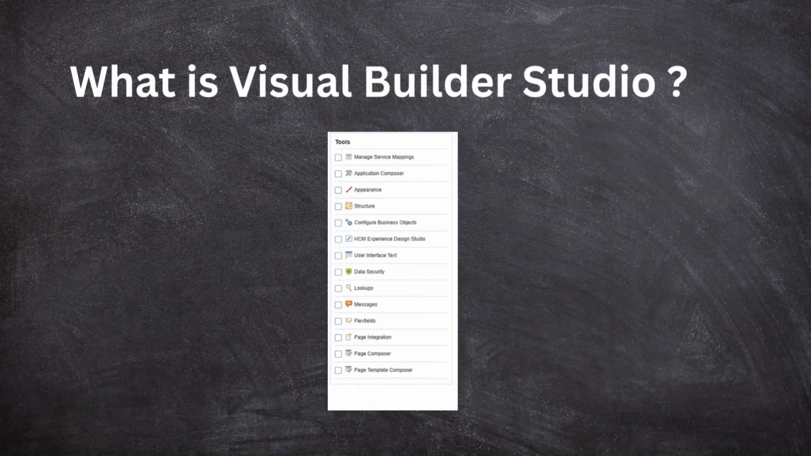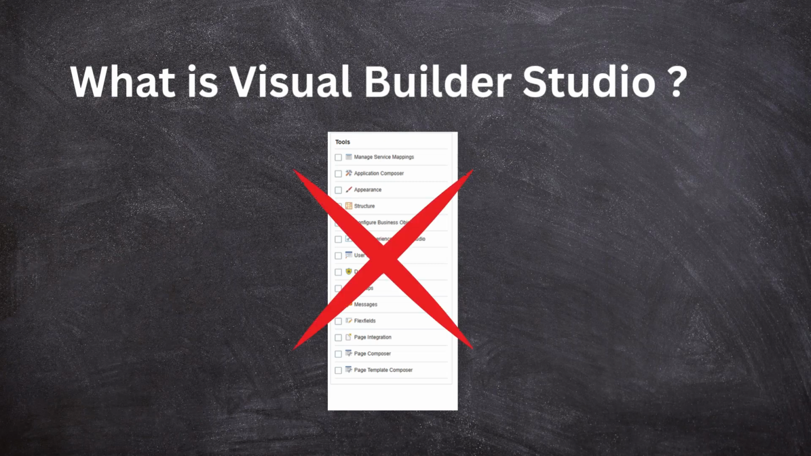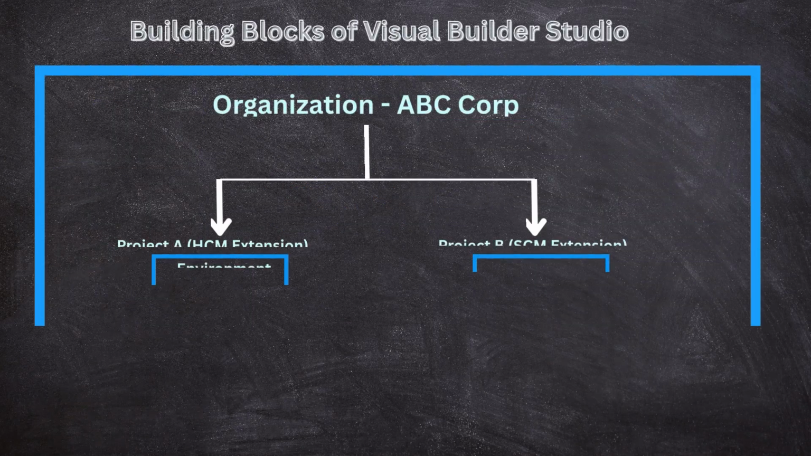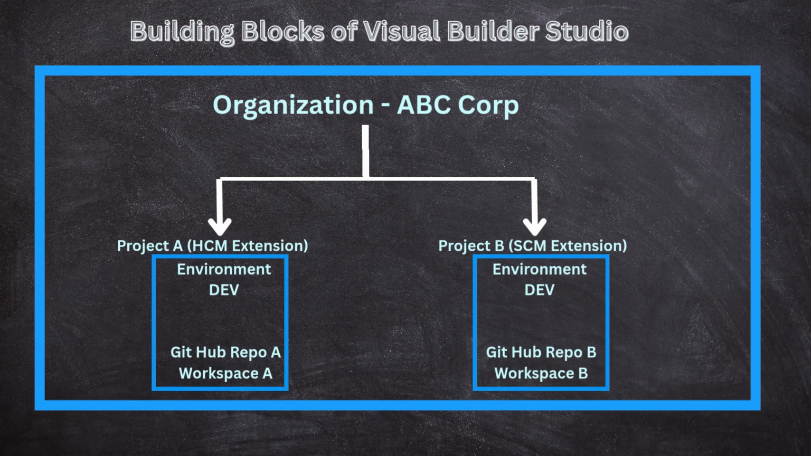Let's start with the basics. What is Visual Builder Studio? Visual Builder Studio or VB Studio isn't another tool like Page Composer or Structure or Appearance tool that we currently use to extend our Fusion application. Instead, it's an integrated development platform inside our Fusion application that helps teams build, test, and deploy our extensions end to end. Now, let's break down the core building blocks of Visual Builder Studio.